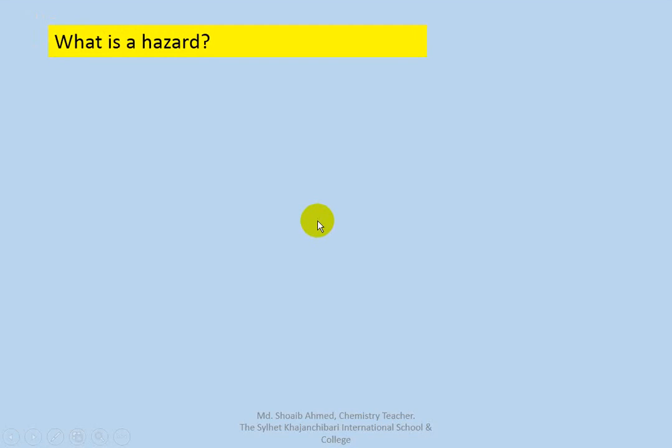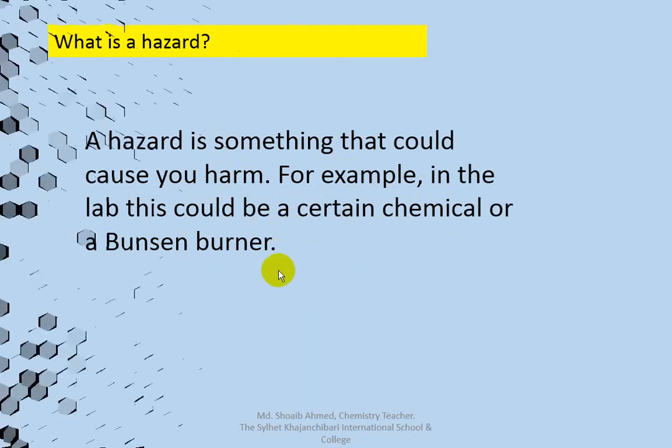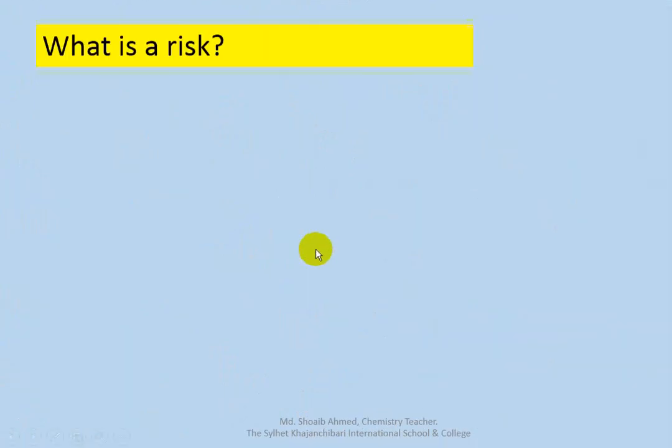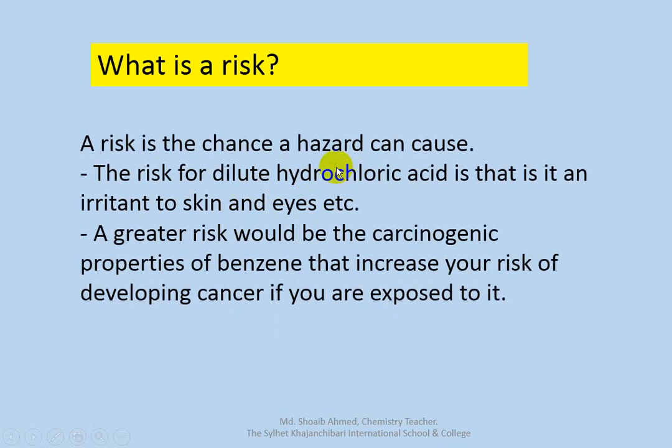Okay, what is a hazard? A hazard is something that could cause you harm. For example, in the lab, this could be a certain chemical or a Bunsen burner. This is a hazard. What is risk? A risk is the chance a hazard can cause harm.